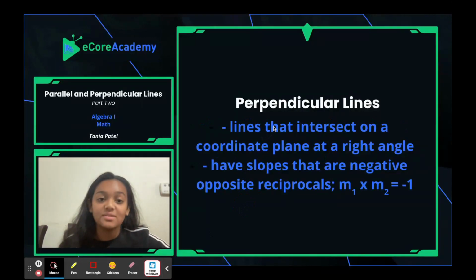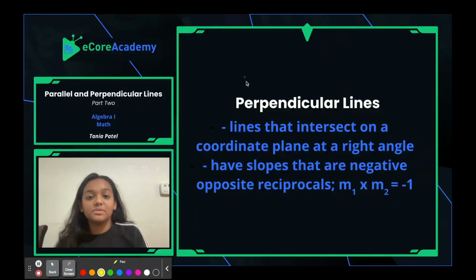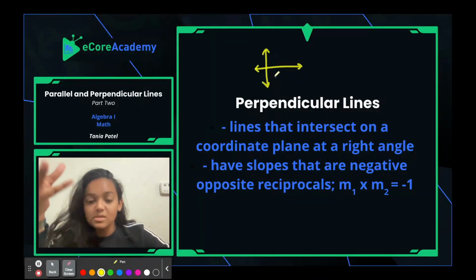Perpendicular lines do intersect. They are lines that intersect on a coordinate plane at a right angle. They have slopes that are negative opposite reciprocals of one another. So if you take the two slopes of the two lines and multiply them to one another, the product will be negative 1. Sometimes on a coordinate plane, you will just get these two lines. We know that they're intersecting lines, kind of obvious. But do we know if they're perpendicular lines?